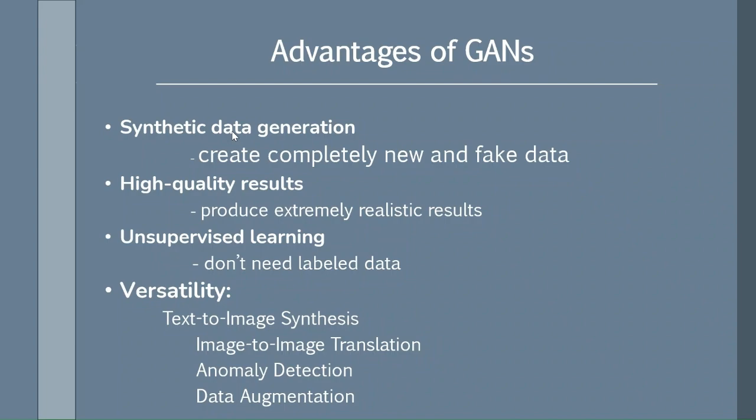Versatility. GANs can be used for many different tasks beyond just generating images, like text to image synthesis, image to image translation, anomaly detection, and data augmentation.